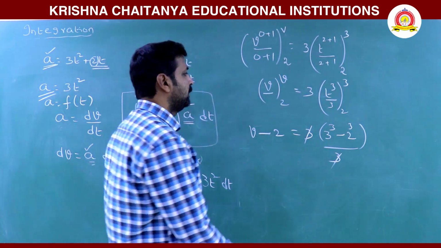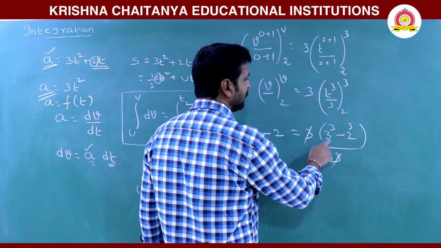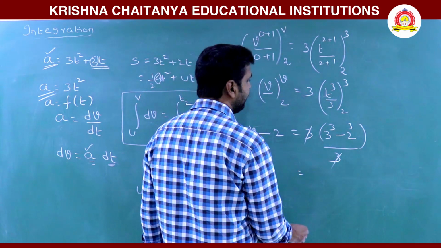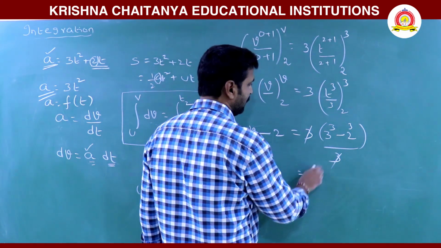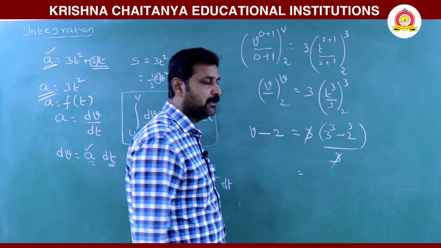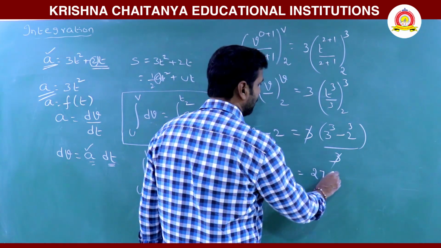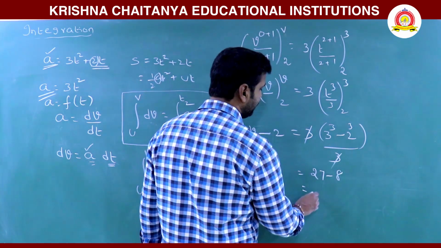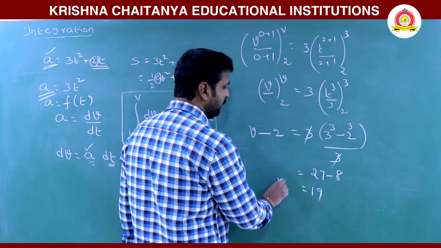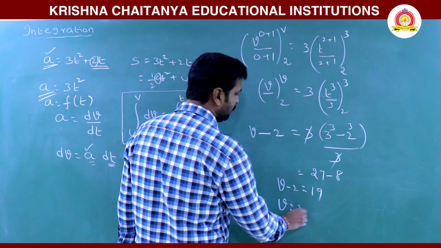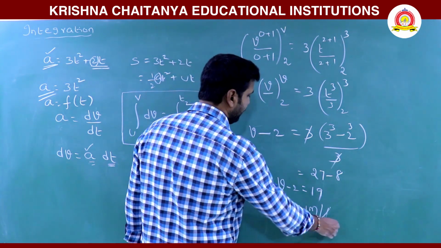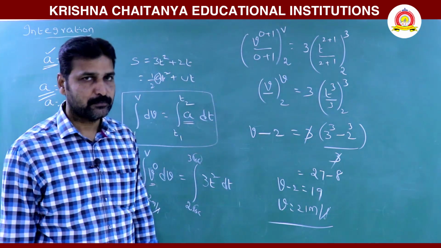So now 3 cube, 9 minus 2 cube, 8. So 9 minus 8, sorry, 3 cube is 27 minus 8, which is 19. So v minus 2, v is equal to 21 meter per second.